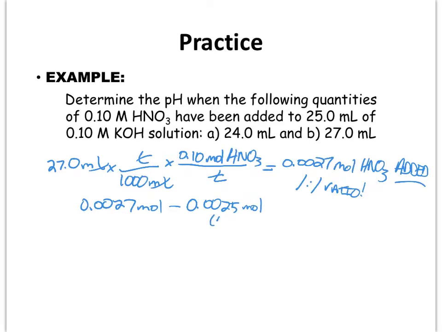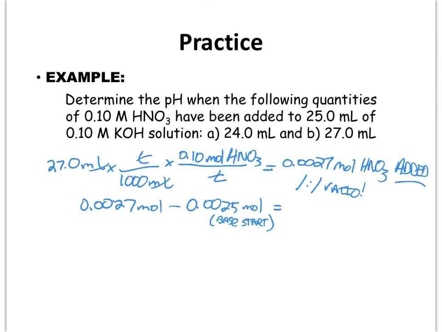This was the base we started with here that we calculated in part A. Okay, so essentially what happens is all that base reacts with the acid, but the base is essentially being used up. It's a 1-to-1 ratio. There's only 0.0025 moles of base available to react with the acid.